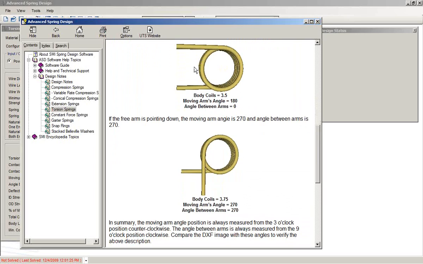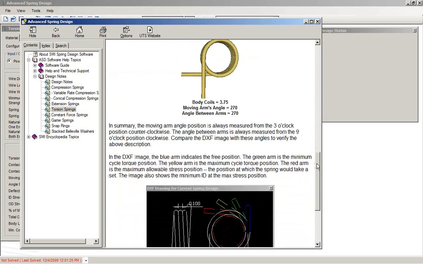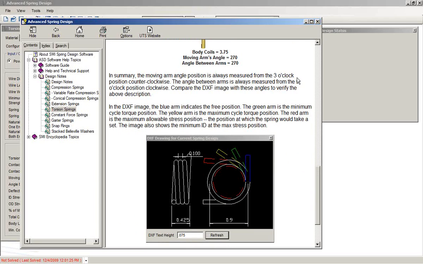And you can see that as we have the arms pointing in the same direction, that being angle between arms equals zero, the moving arms angle is 180 degrees. So instead of being pointed in the 3 o'clock direction, it rotates and is now the 9 o'clock direction. So with body coils of 3.5, we get moving arms angle 180, angle between arms zero. A nice summary here. The moving arm angle position is always measured from the 3 o'clock position counterclockwise. The angle between arms is always measured from the 9 o'clock position clockwise. And of course, we also get the DXF image as well as those 3D images for these arms angles.